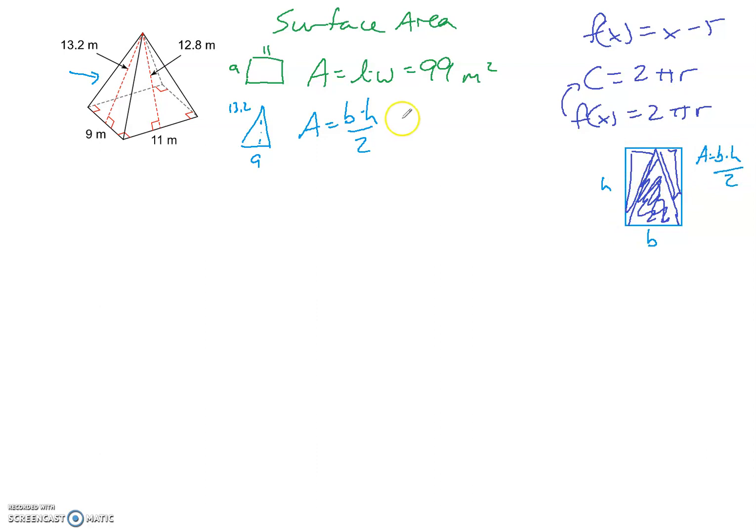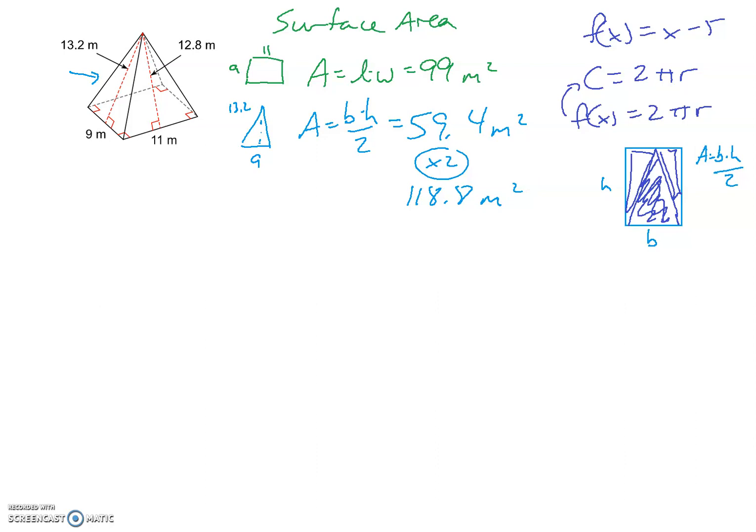Okay, so if we go back to our triangle, I've got base times height divided by 2. I've got my 9, and I've got my 13.2 labeled as the height, so I can use those to find the area of my triangle. When I put in those numbers, 9 times 13.2 divided by 2, I get 59.4 meters squared. Now, this side and the opposite side are the same, so I actually have two of these. I'm going to double that, which gives me 118.8 meters squared, and then that triangle is done.